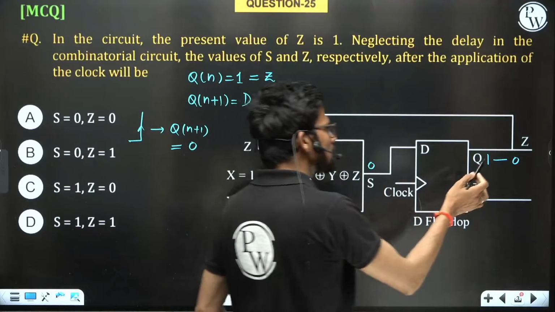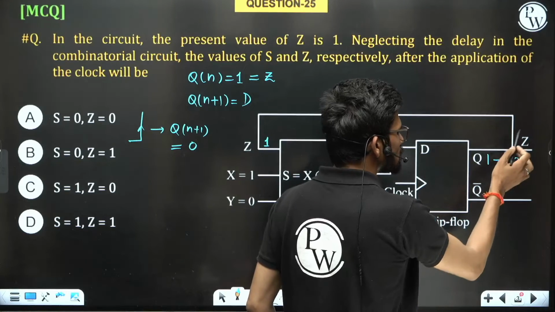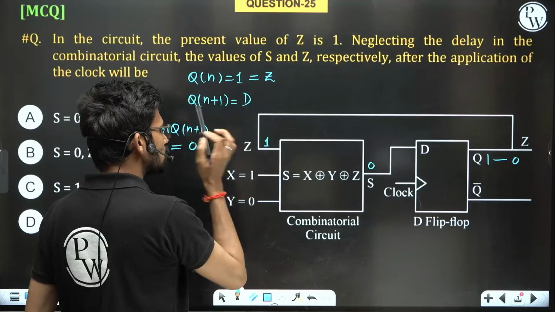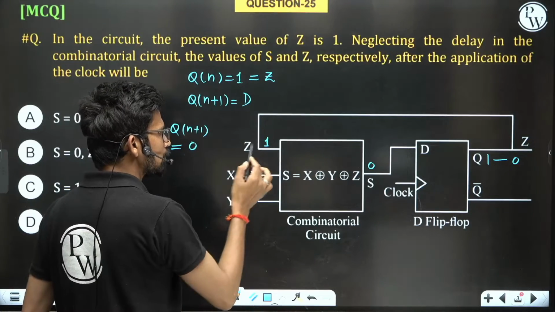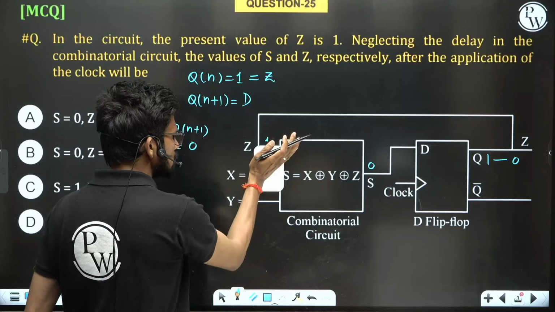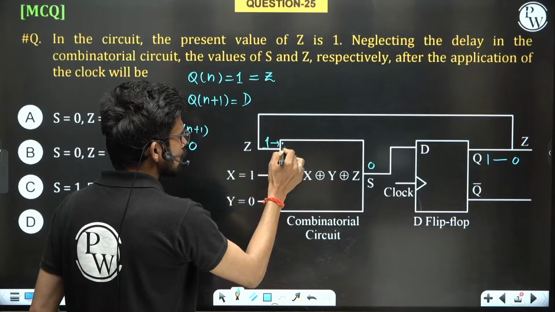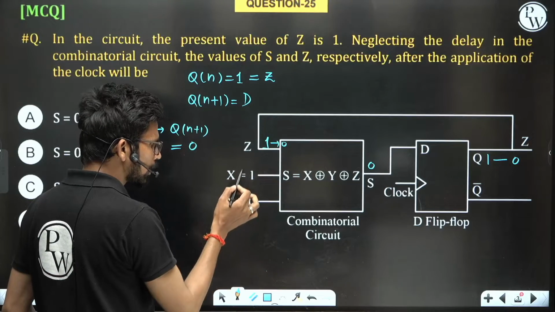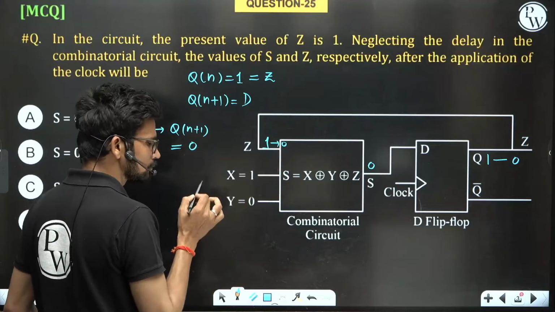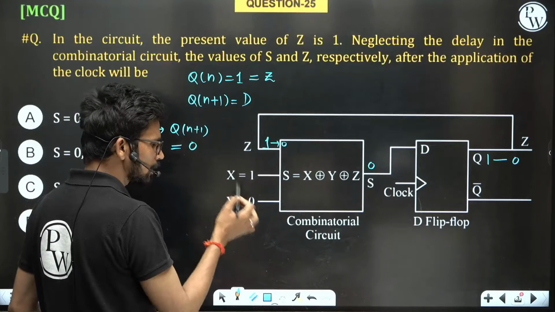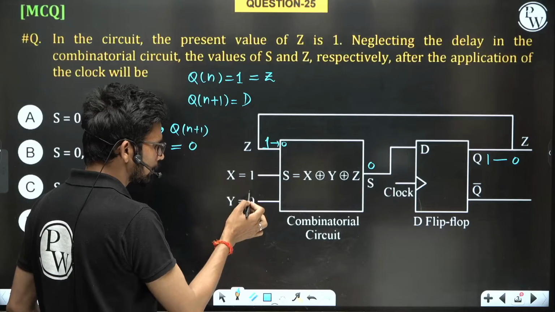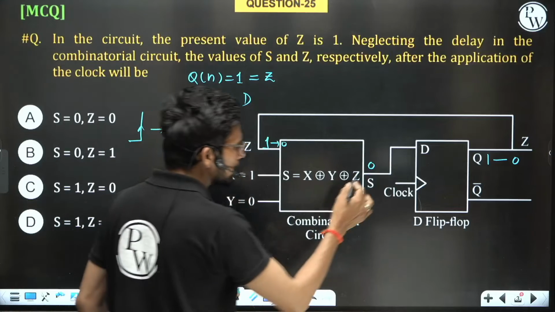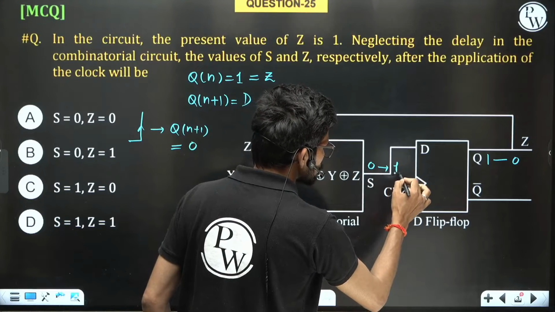As soon as Q becomes 0, this Z value becomes 0. This Z comes in the feedback as 0, so it changes from 1 to 0. Now, what is the value of S? 0 XOR 1 XOR 0. 0 XOR 1 is 1, the result is 1, and that result is XORed with 0. 1 XOR 0 will be 1. So this S will change from 0 to 1.